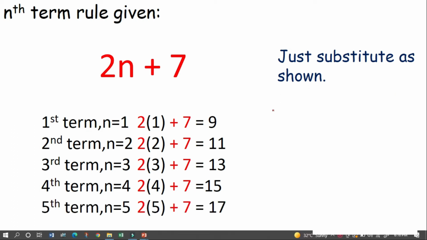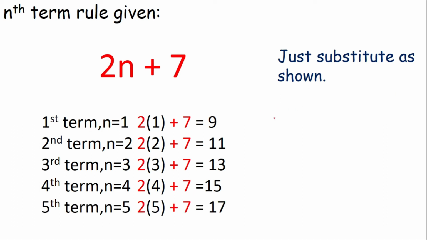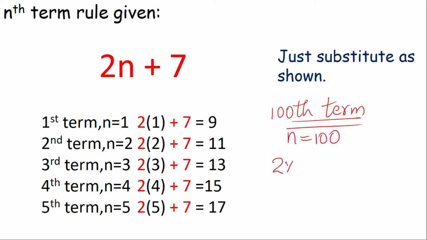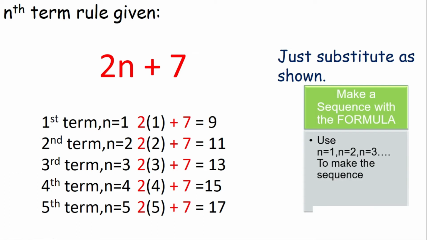Now what if you're asked to find the 100th term of the sequence? In this case your n is going to be 100, and 2 times 100 plus 7 gives you 207. This was the second part, making a sequence with the formula. Now it's your turn. Two simple questions, try to solve them.